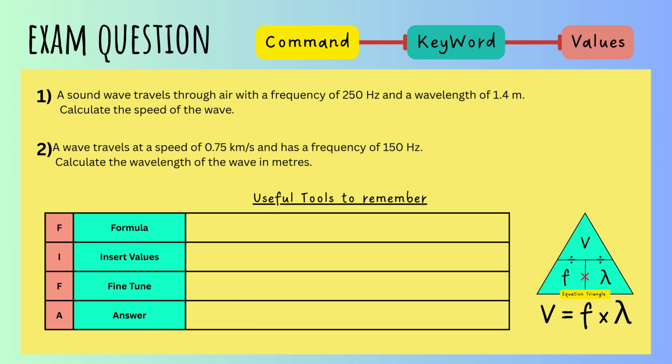Question 1. A sound wave travels through air with a frequency of 250 Hertz and a wavelength of 1.4 meters. Calculate the speed of the wave. Question 2. A wave travels at a speed of 0.75 kilometers per second and has a frequency of 150 Hertz. Calculate the wavelength of the wave in meters.